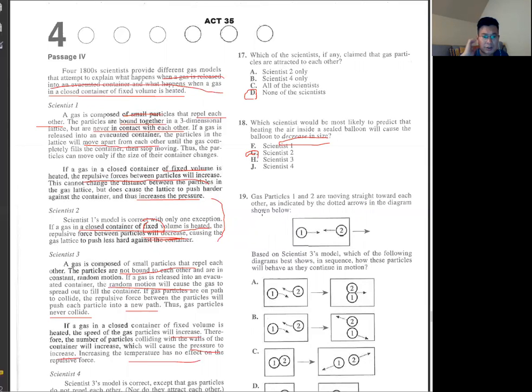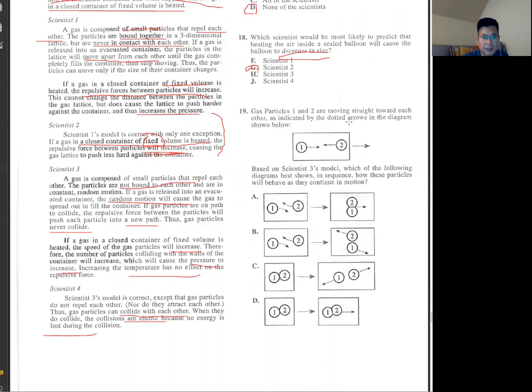And then gas particles 1 and 2 are moving straight toward each other, indicated by the dotted arrow. Okay, so this one. Based on the scientist 3 model, following the diagram, this is in a fixed container, the red rectangle that we can see. Then what happened is, it says random motion will cause them to slide past each other, right? So they never collide with each other.